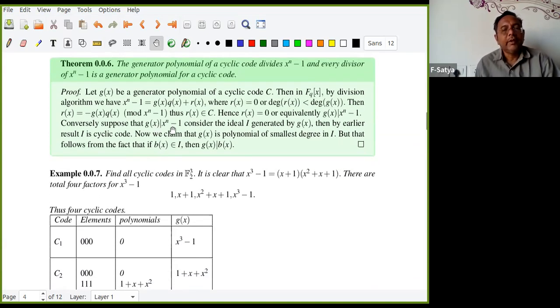Conversely, suppose g(x) divides x^n - 1. Now consider the ideal I generated by g(x). What is our claim? This is cyclic, so by the earlier result, I is a cyclic code. We claim that g(x) is the polynomial of smallest degree.